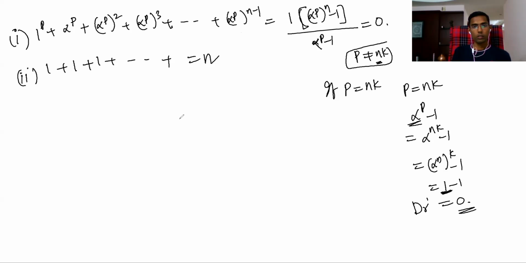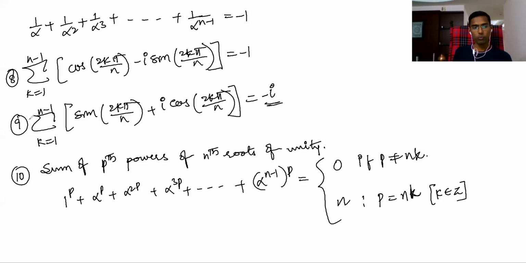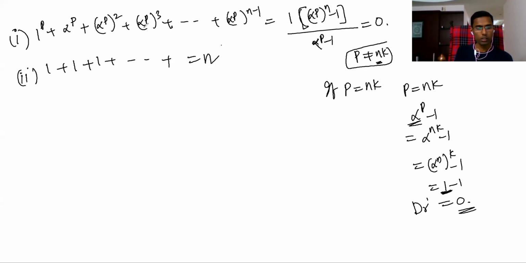All right, let's go to the next one. This is the sum of pth powers of nth roots of unity, which we discussed. Here we are taking alpha to the power p, the pth powers, so you can write alpha power p.